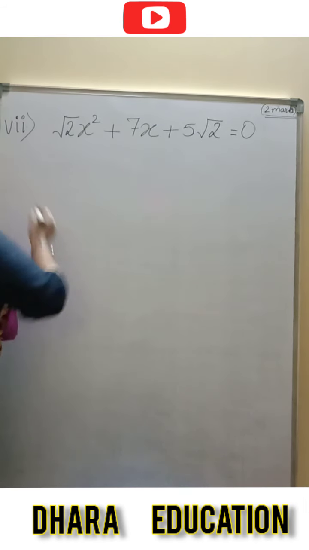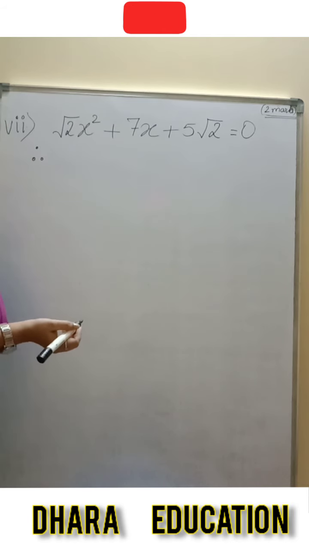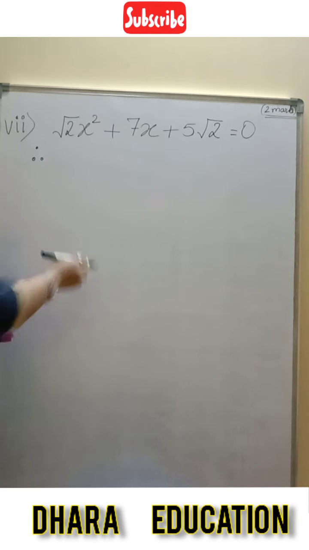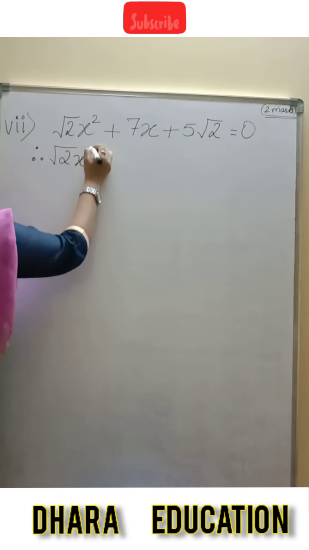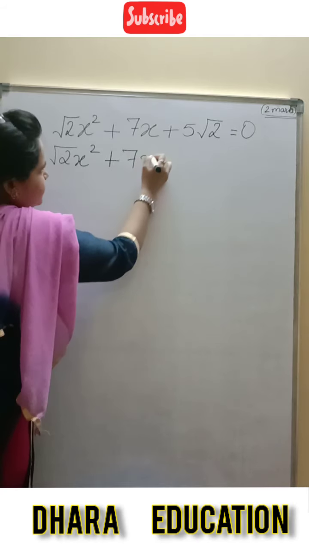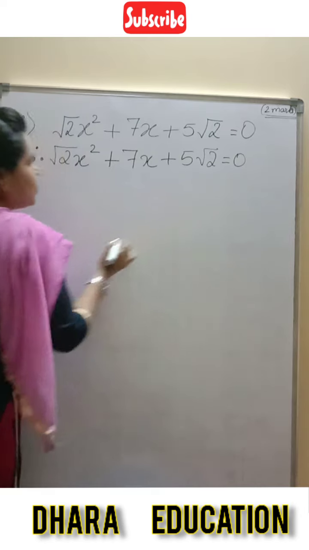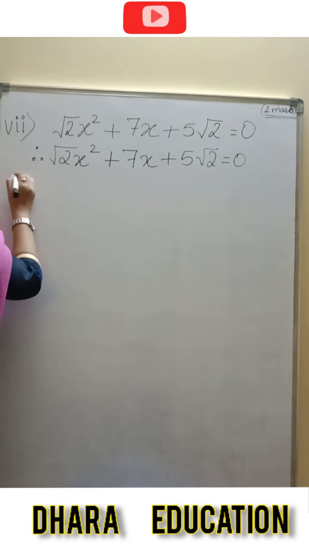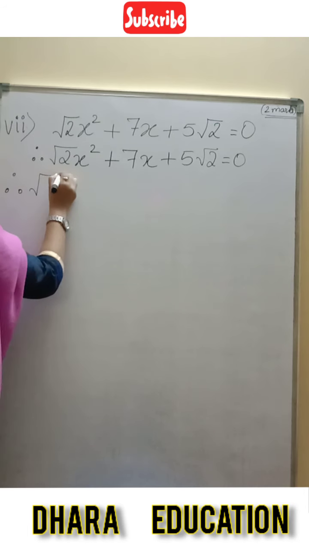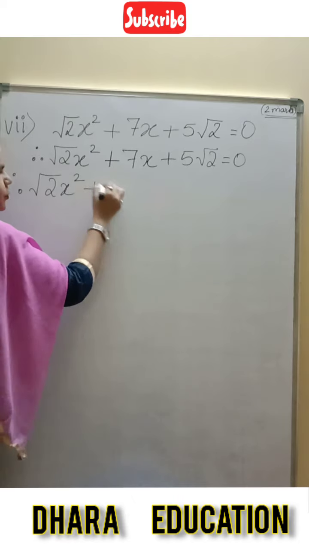So now, what is the next step? It is already given in your textbook, page number 36 of Maths 1, quadratic equations, exercise 2.2. So we have to write this as it is as the first step, plus 7x plus 5 root 2 is equal to 0. What is the second step? As I told you, I have split the things, so the first term will be as it is. Plus, we have to put plus.